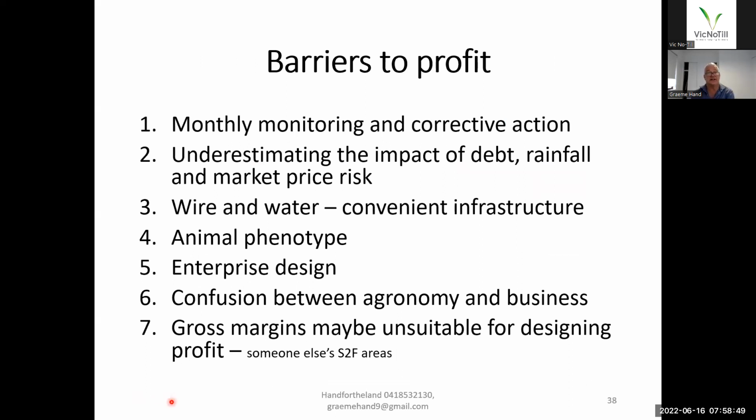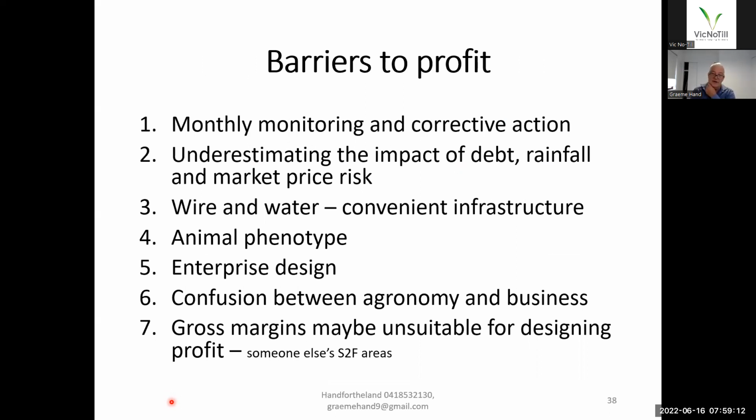These are the barriers. I've just tried to put it in just to include that. So, monthly monitoring and corrective action. People underestimate risk. They don't have a convenient infrastructure, the right animals, or that enterprise design, so that you're working on redesign, not on substitution or efficiency.